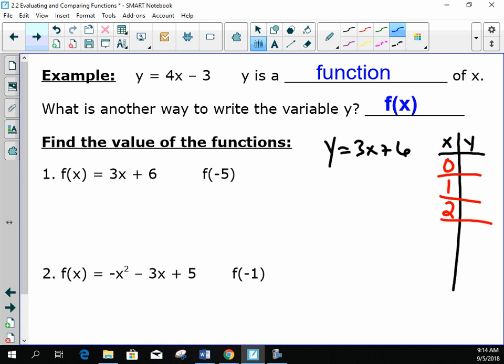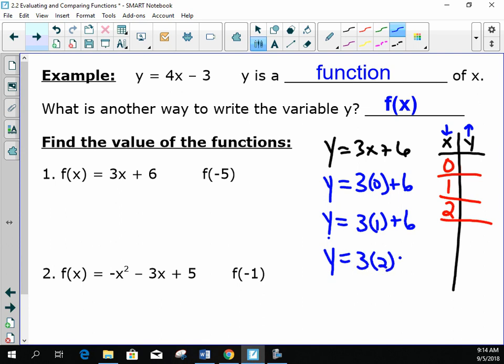Now, how a function works, this is called an input-output table. Your x is your input. Your y is your output. So I put x into my function. I get out my y. So y equals 3 times 0 plus 6. Y equals 3 times 1 plus 6. Y equals 3 times 2 plus 6.